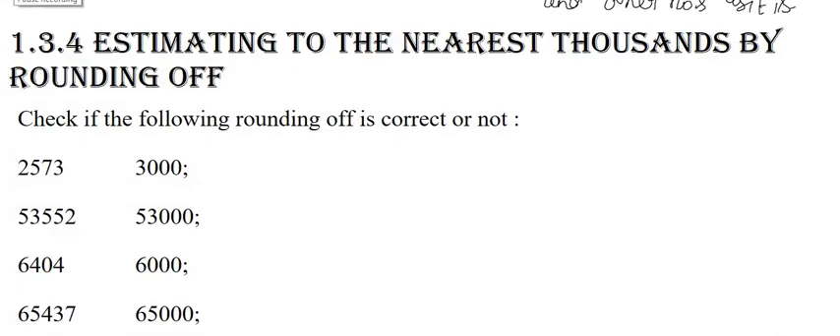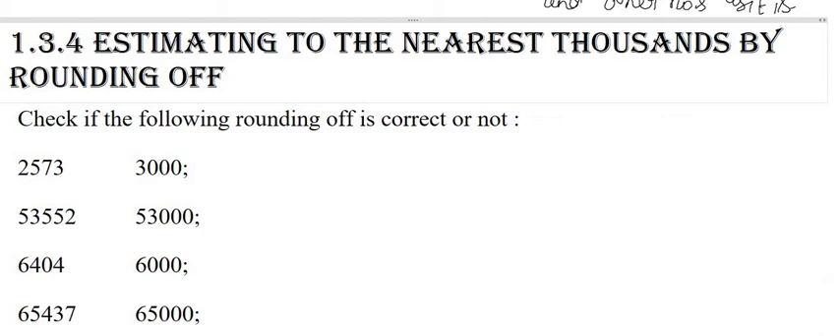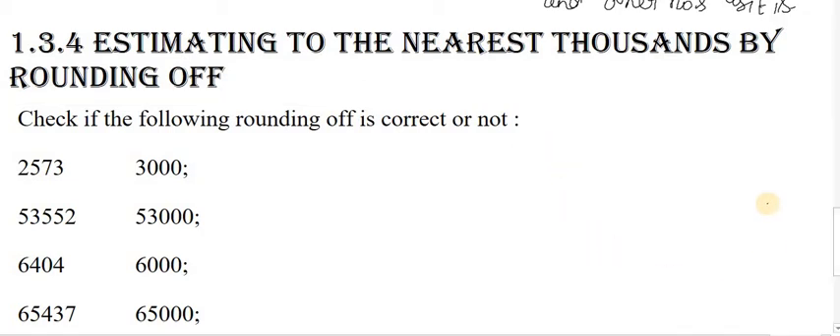Okay. Now we will try these. What they are asking now is estimating to the nearest thousands by rounding off. Check if the following round off is correct or not. So for hundreds we selected half of 100, which is 50. Now in the same way we should select for this one half of 1000, which is 500. So in the same way we will write down the rules now.